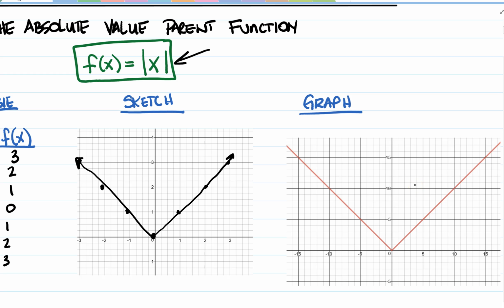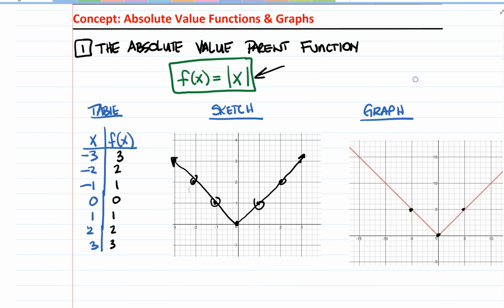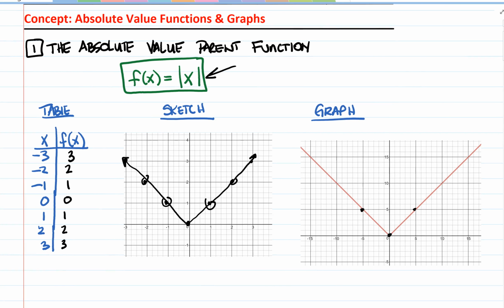For the parent graph, the points you need to know are (0, 0), (1, 1), and (2, 2). You need to know the basic shape of the parent function: it makes a graph shaped like a V. This is the beginning of how we move absolute value graphs around, and it's the first part of understanding absolute value functions.